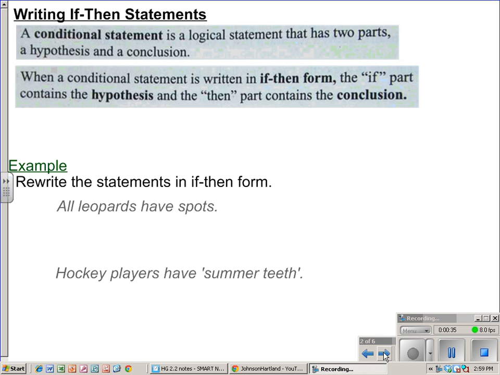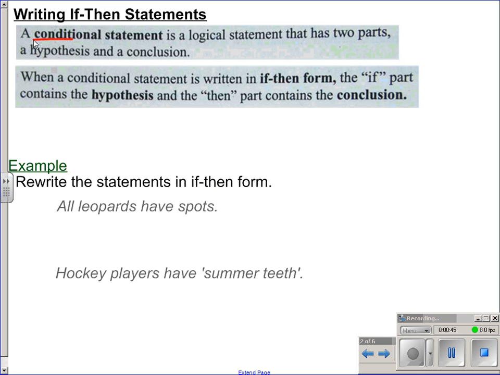So, the main thing is this thing called a conditional statement. It is a logical statement that has two parts, a hypothesis and a conclusion. Two things, well, three things. Conditional statement, it's got a hypothesis and a conclusion. We are going to be writing these things mostly in this thing called an if-then form.